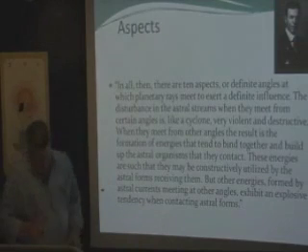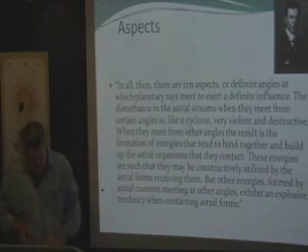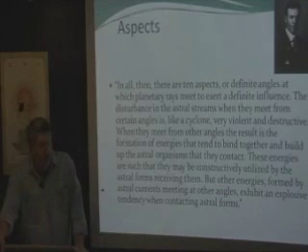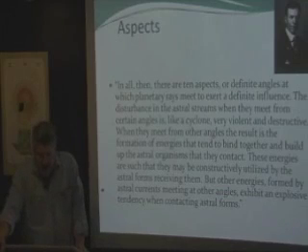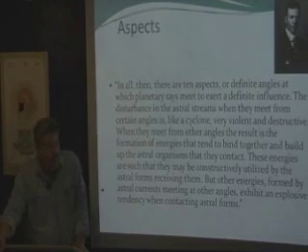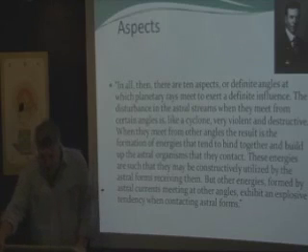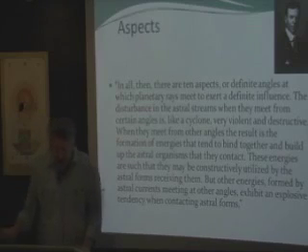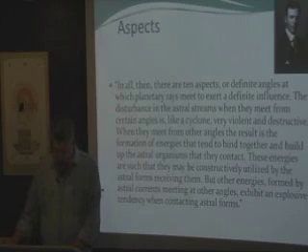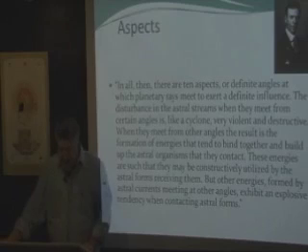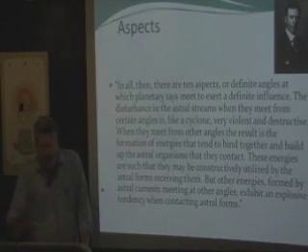All right. Zane goes on to say, in all, then, there are 10 aspects, or definite angles, at which planetary rays meet to exert a definite influence. The disturbance in the astral streams, when they meet from certain angles, is, like a cyclone, very violent and destructive. When they meet from other angles, the result is the formation of energies that tend to bind together and build up the astral organisms that they contact. These energies are such that they may be constructively utilized by the astral forms receiving them. But other energies, formed by astral currents meeting at other angles, exhibit an explosive tendency when contacting astral forms.